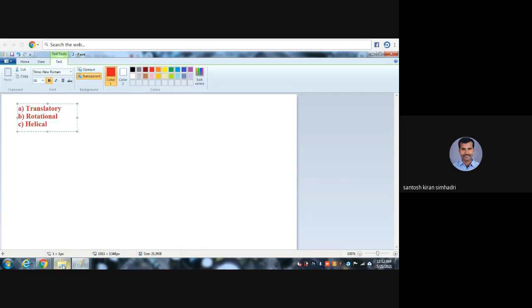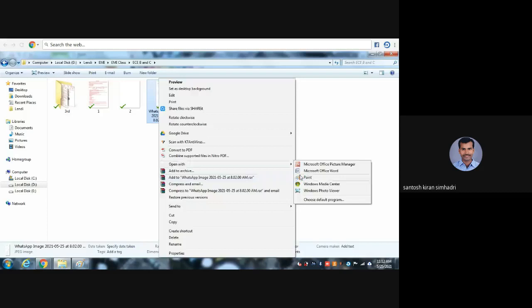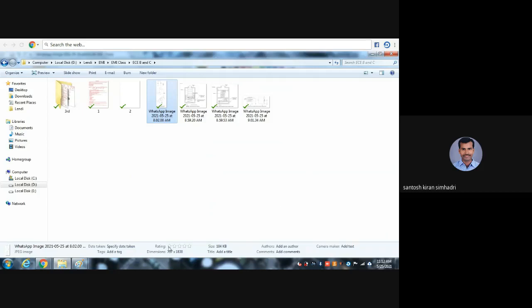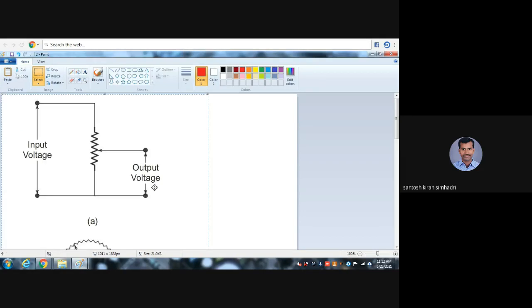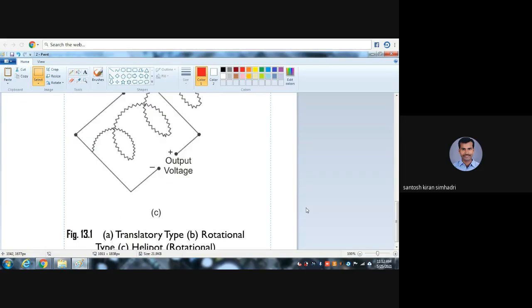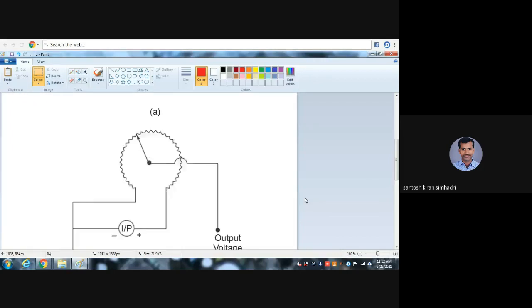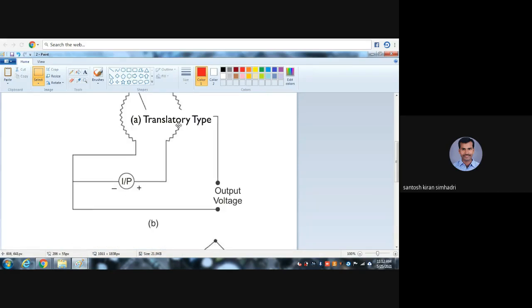I will take help from a slide with this diagram. It will be very clear. You can easily understand. Okay, Control A and Control C. I will paste it here. Control V. Just I have taken it here. Is it okay? Yes, it's okay. So these are some types of potentiometers. I will erase these things, no need for them. So this is the translatory type. I will bring this one into this figure. Give me some time.